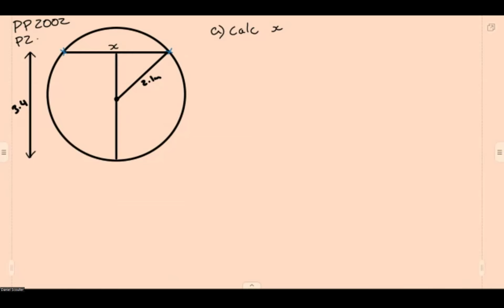Now that's important. It goes edge to edge, but it doesn't cut through the center. They've given us the center, right in the middle there. So we've got a line that goes edge to edge that doesn't cut through the center. That's called a chord. So it's a chord question. As soon as you see a chord question, you know you're going to be using Pythagoras.